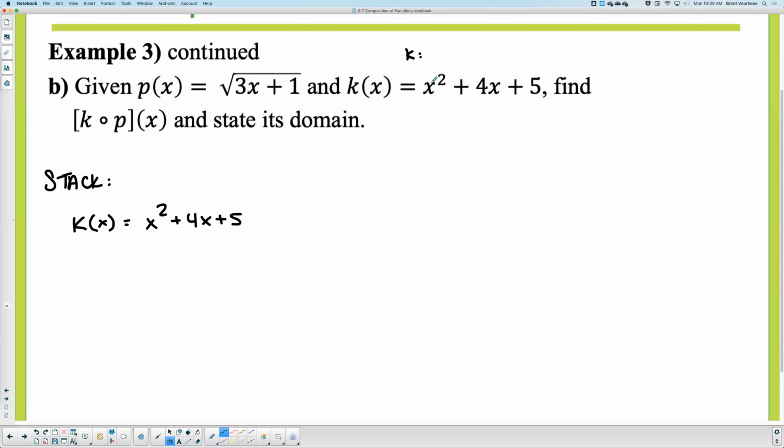By the way, is that all reals or not all reals? Do you see any divisions of x's? Do you see any square roots with x's? Do you see any logarithms with x's? It's all reals.